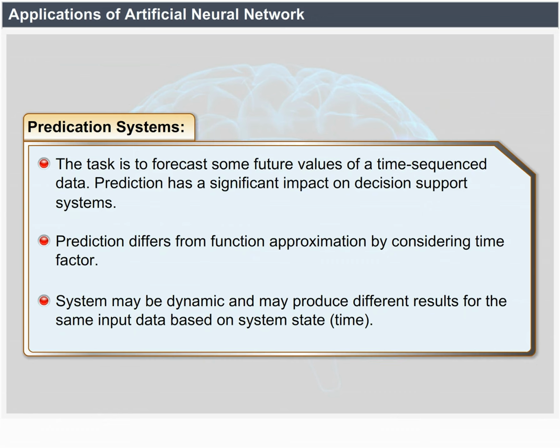Prediction system. The task is to forecast some future values of time-sequenced data. Prediction has a significant impact on decision support systems. Prediction differs from function approximation by considering the time factor. The system may be dynamic and may produce different results for the same input data based on system state, time.